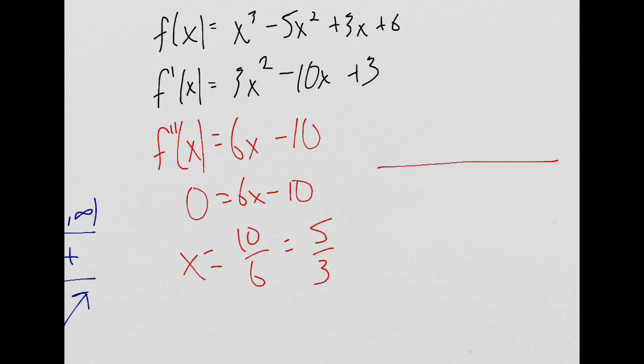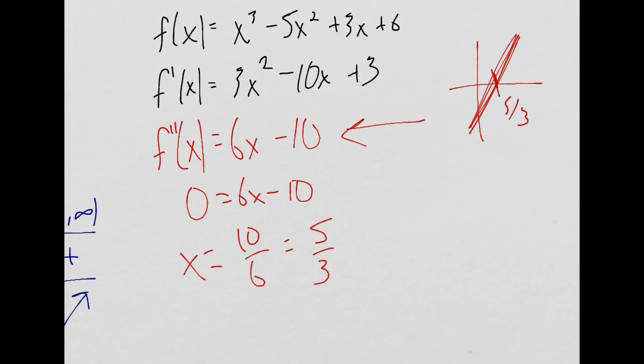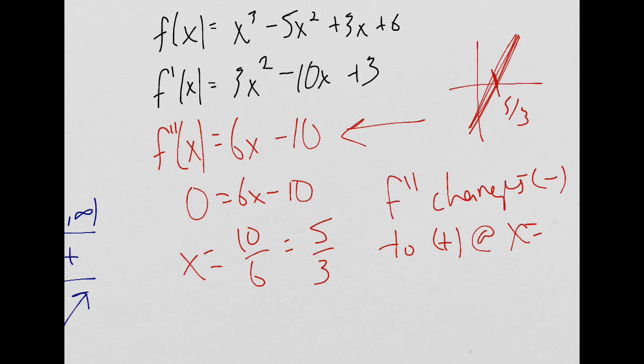I know that this right here is a line that has a positive slope. And I know that it is 0 at x equals 5/3. So that means that f double prime changes from minus to plus at x equals 5/3.